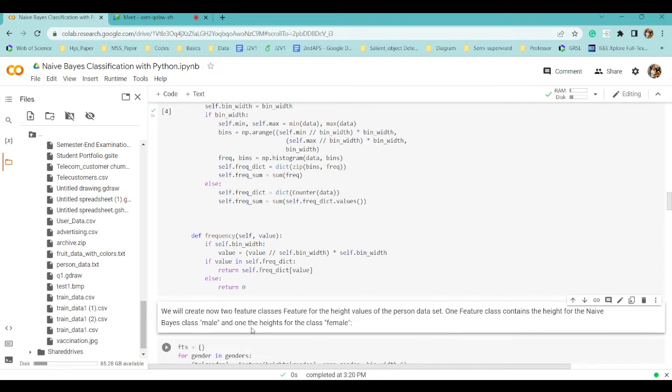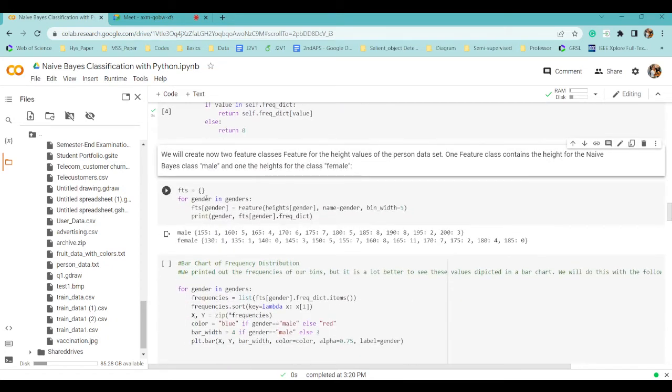So now we will create two feature classes, features for the height values of the person data set. One feature class contains the height of the male and one the height of the female. Obviously, that is what our final category is. We need to know how many males are in each category and how many females. So what we are taking is, for gender in genders, we are taking height as gender, name as gender, and bin width we have kept as five, right?